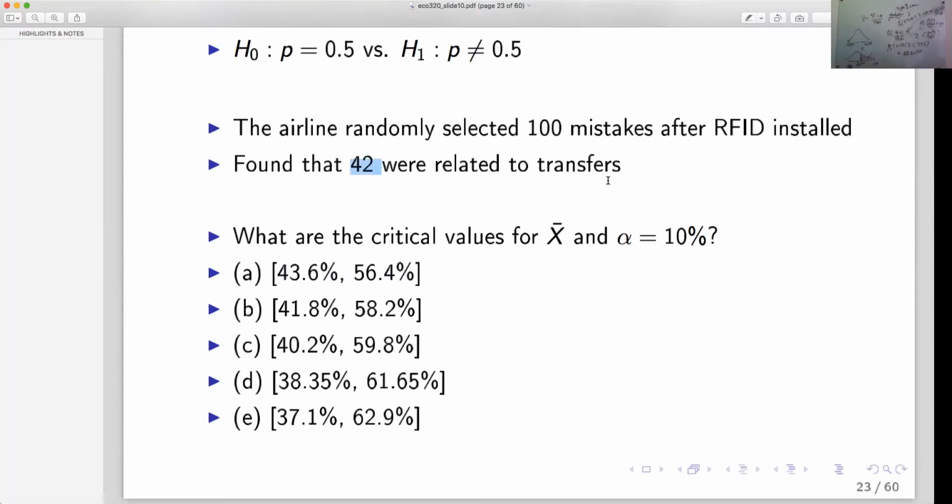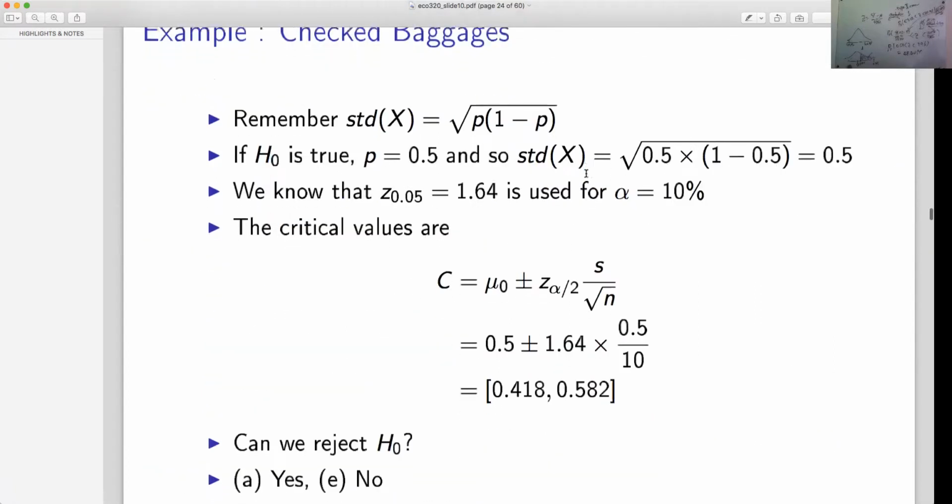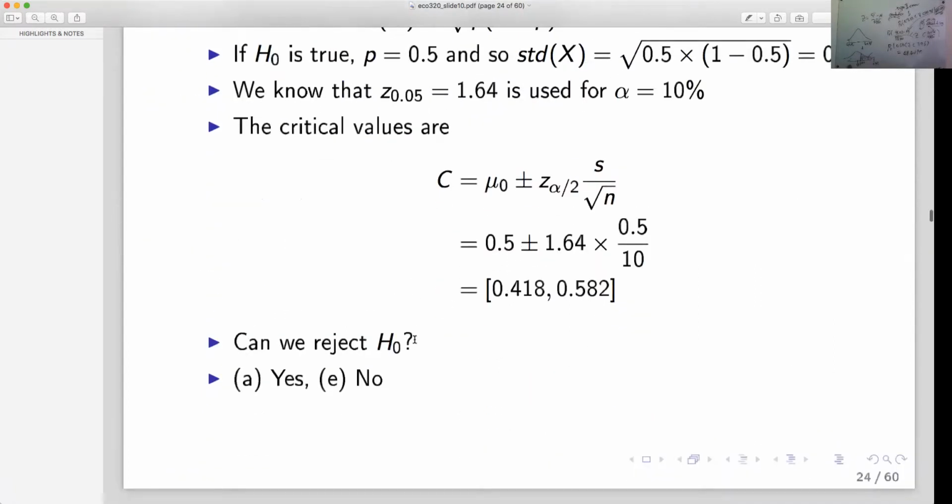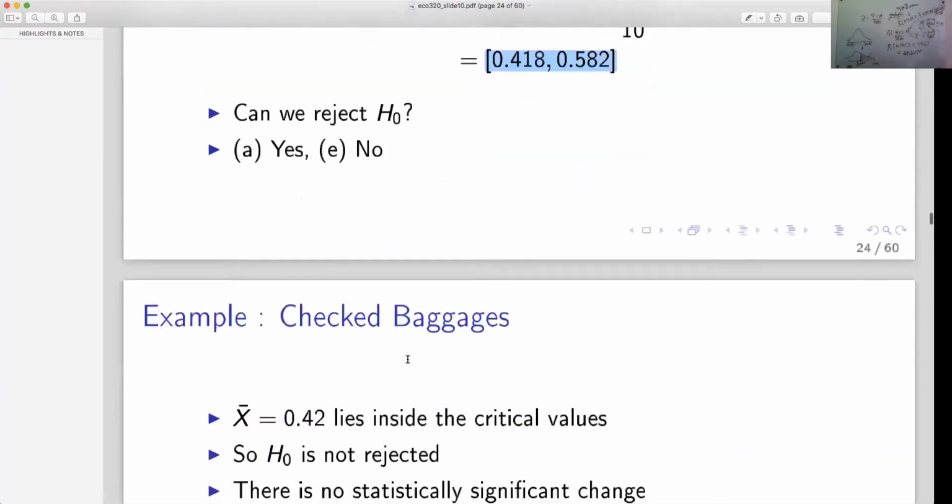So at 100 are due to transport. So basically, we are comparing 0.42 out of this. Is 0.42 inside of this range? Yes. So can you reject? No. If this is outside of range, can you reject? Yes. So that is the outcome.